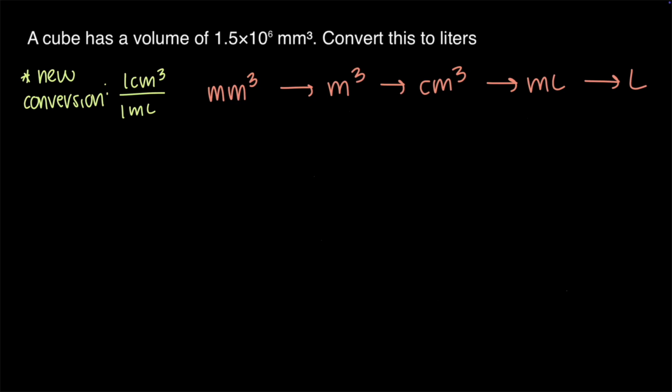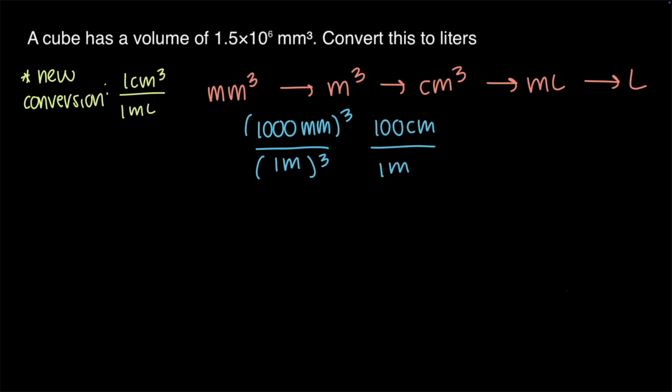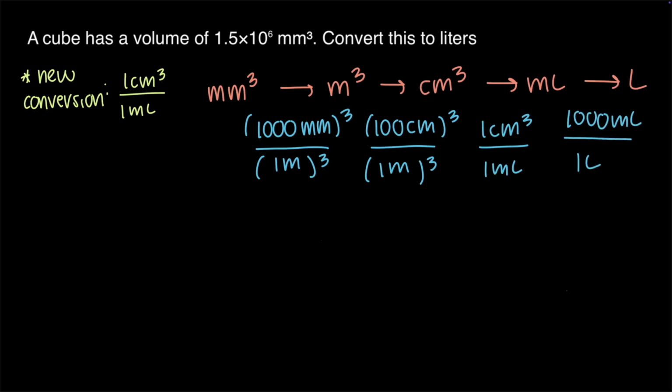There are 1,000 millimeters in 1 meter, and we will cube both top and bottom for the new conversion. There are 100 centimeters in 1 meter, and we will cube both top and bottom for the new conversion. There is 1 cubic centimeter for every 1 milliliter, and 1,000 milliliters per 1 liter. In the conversion to cancel out units, you can write 1,000 cubed and 100 cubed, or you can cube them beforehand.